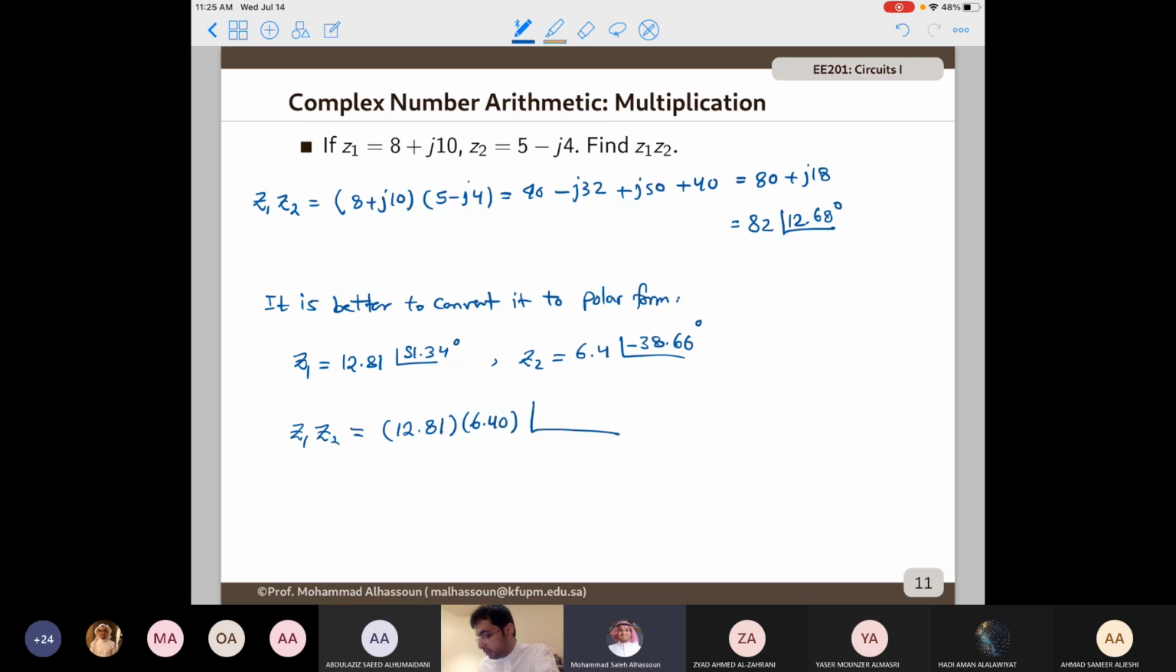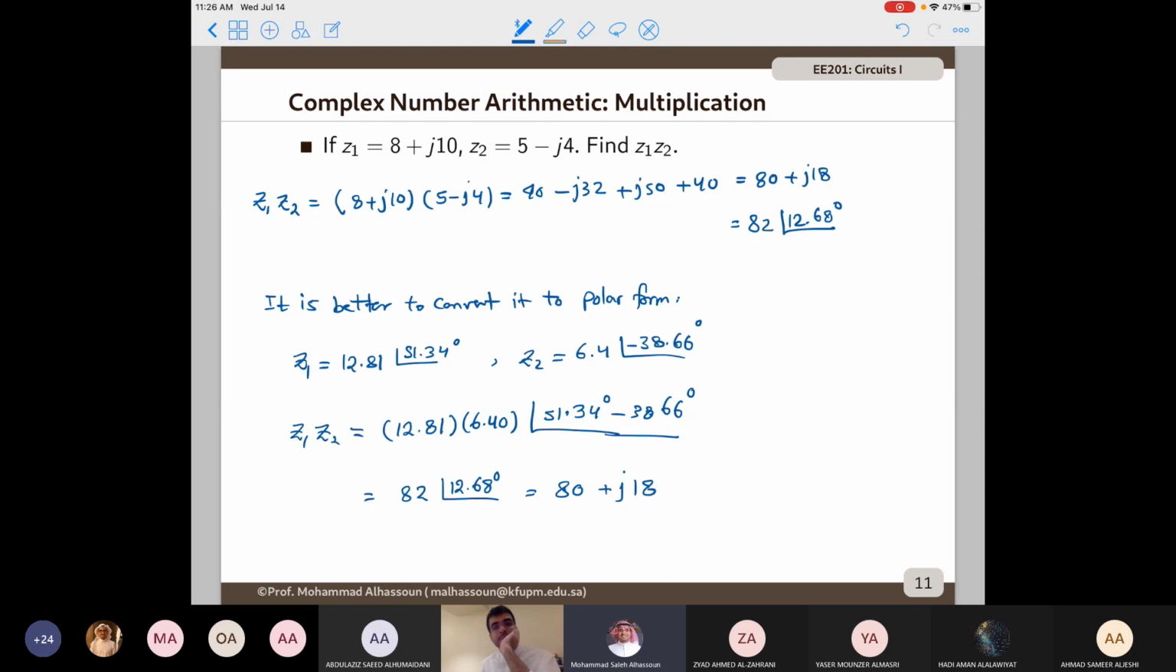So we multiply the amplitude, 12.81 by 6.40, and you add the angles, 51.34 minus 38.66 degrees. And if we do that, we'll end up with 82, 12.68 degrees. Then if you want to convert it back from polar form to rectangular form, you need to do that.